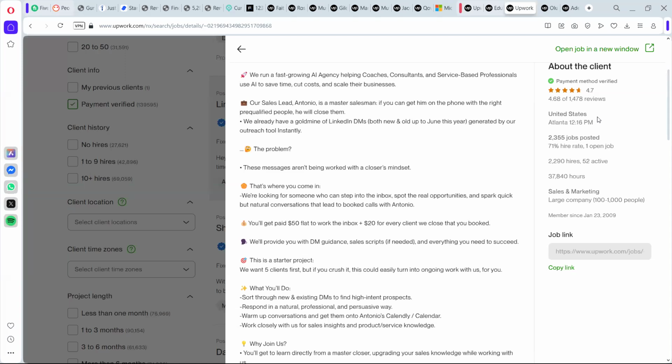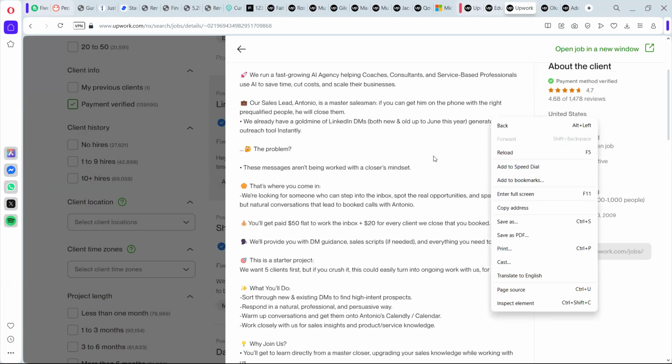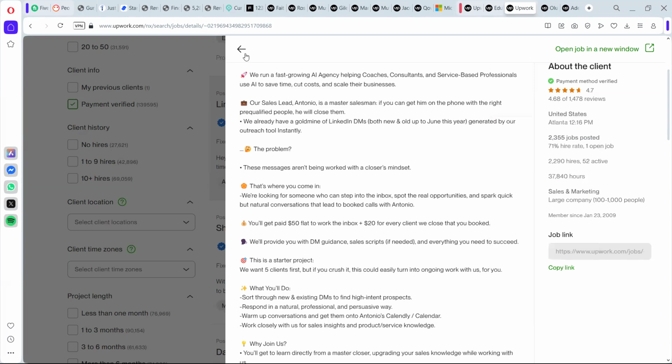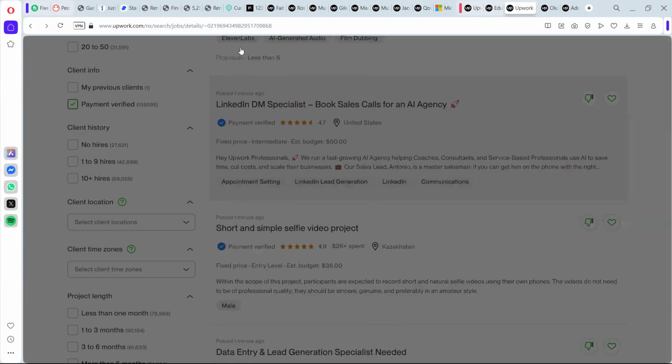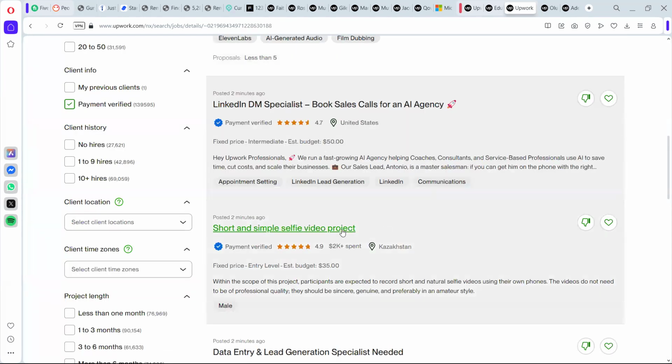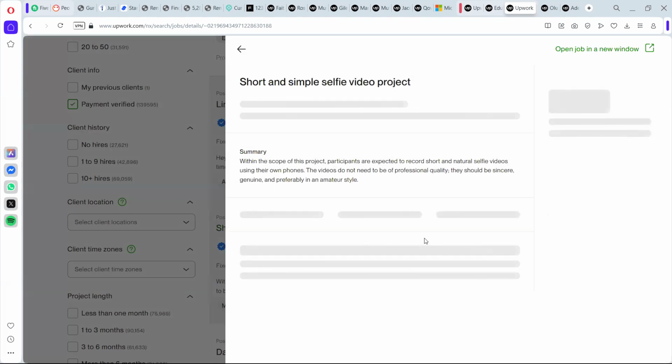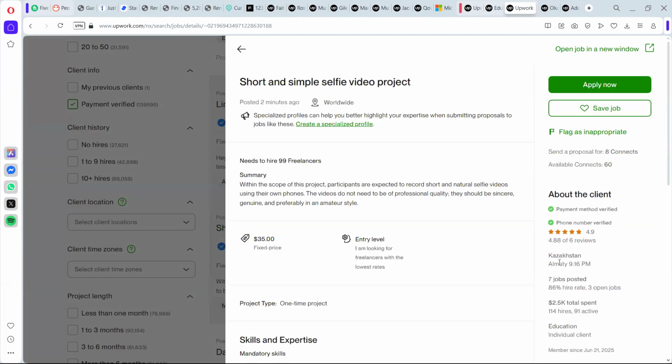Now, one point I want to make for you guys is this: the same way a client will take their time to look for the best freelancer for themselves, that's the same way you too should also. That's one of the first things my mentor taught me. The same way a client will take their time to look for the best freelancer, you should also look for the best client for yourself.